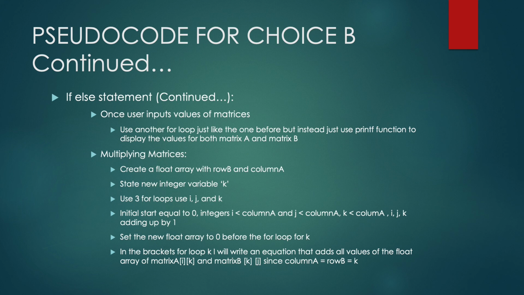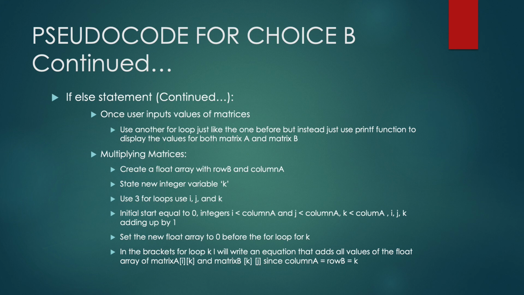Once the user has given us the values for both matrices, we will return the values to the user's terminal by using two for loops, one for I and one for J, just as before, but instead we will have just a printf function where we give the values of both matrices, with matrix A and matrix B being at the end of the printf function. To begin multiplying the matrices, we have to create a new float array with the dimensions row B and column A.